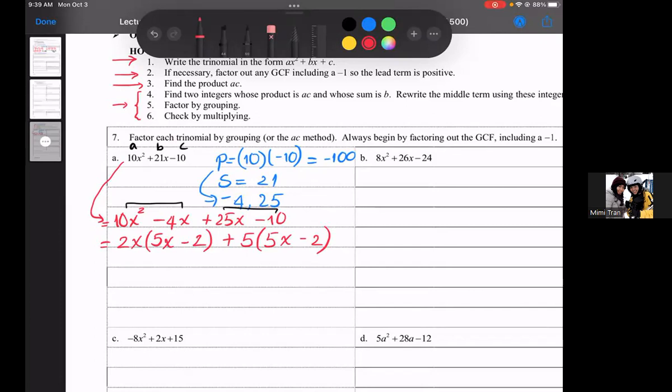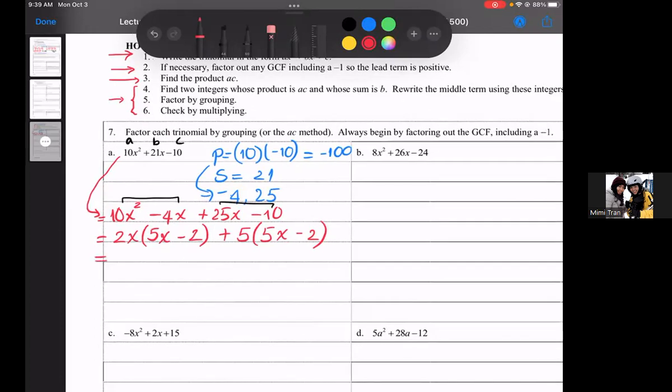So far, so good. Is there any question? Please ask. It's very similar to what we did. And then you have a common factor, which is 5x minus 2. You factor it out. And what's left is 2x plus 5.